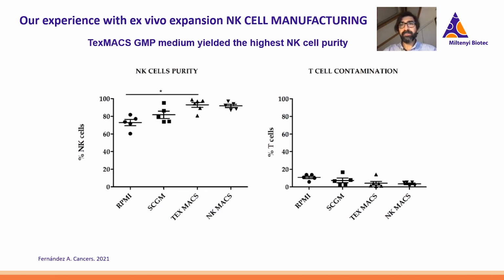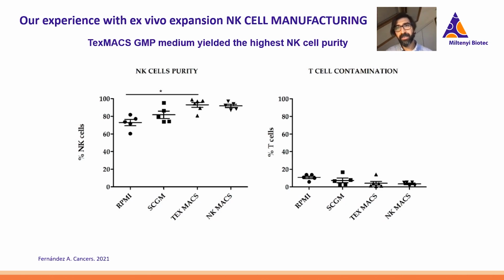Regarding purity, you can see that TexMax has the highest purity with 92%. It's similar to NK Max, 91%, without a significant difference. The stem cell group medium shows modest NK cell purity, 80%. RPMI shows the lowest NK cell purity with 70%.